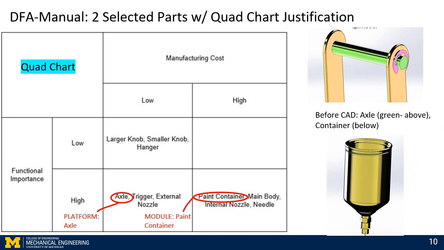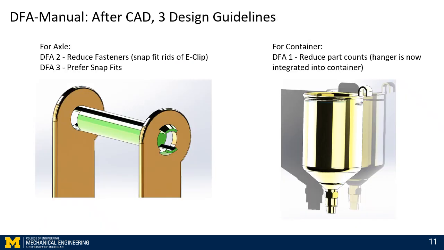This is the pre-modification CAD. This is our post-modification CAD. For the axle, we went by DfA 2, reduced fasteners, and DfA 3, prefer snap fits. As you can see, we got rid of the E-clips, and the axle is now a snap fit into the trigger. For the container, we chose to modify it by DfA 1, reduce part counts. And as you can see, the modification is this little hook on top of the container, which is explained in the next slide.